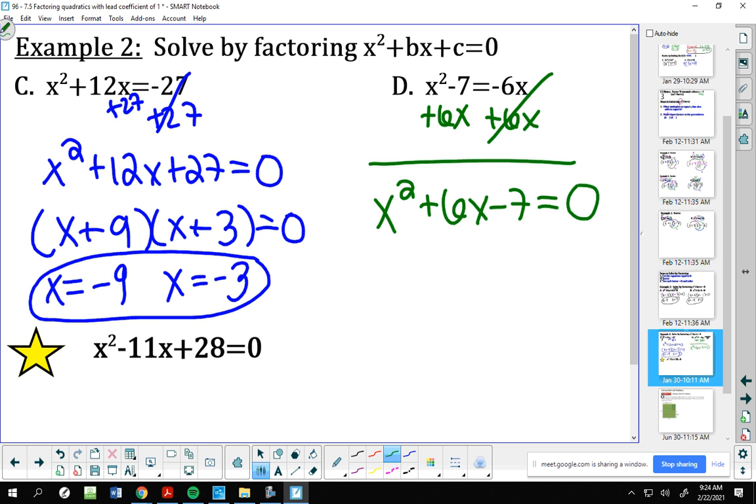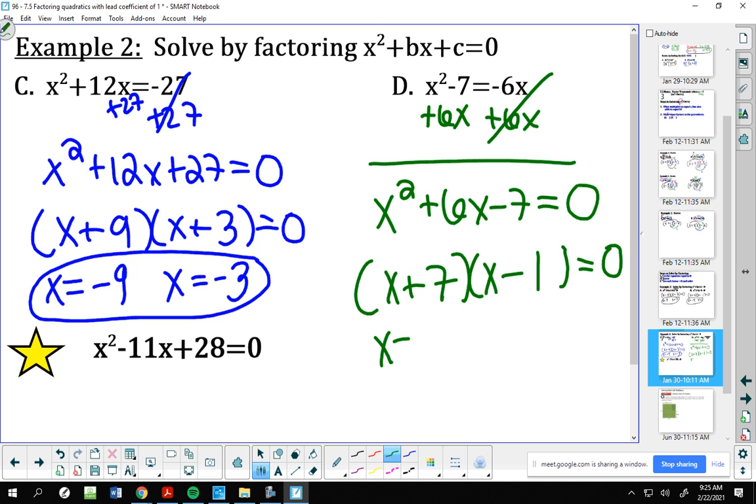So 7 is prime, which makes it really easy for us because it has to be 7 and 1. And now we just need to figure out the signs. Well, if they multiply to -7, then one of them has to be positive and one of them has to be negative in order to multiply to a negative number. Where does the 7 go and where does the 1 go? -1 and +7. Yep. Positive 7 minus 1 will give us positive 6x. Good. All right, and then set each factor equal to 0 and solve. So if we set that equal to 0, we'll subtract 7 from both sides. If we set this equal to 0, we'll add 1 to both sides, and we get -7 and positive 1.